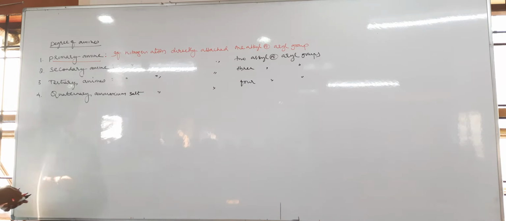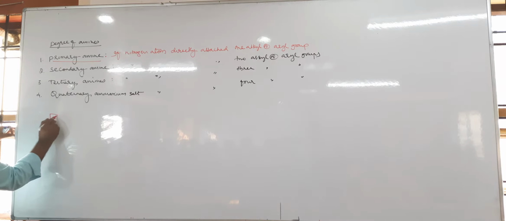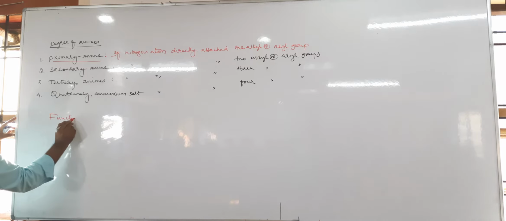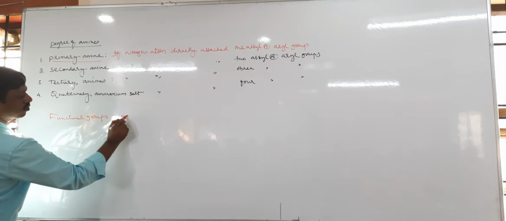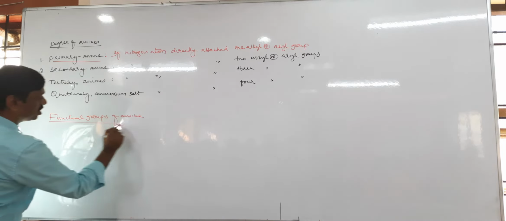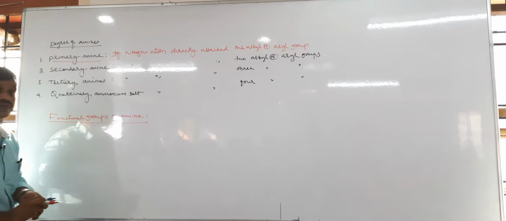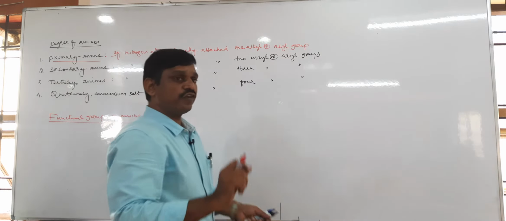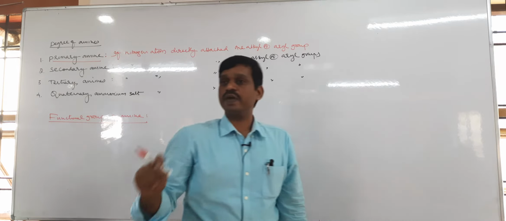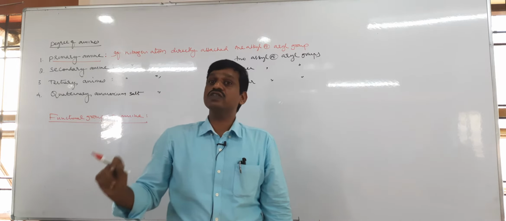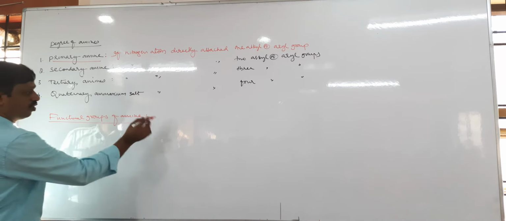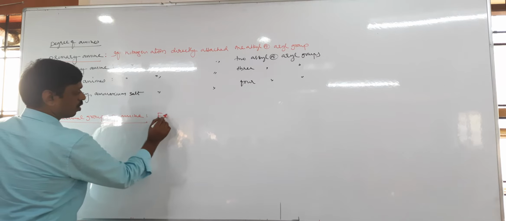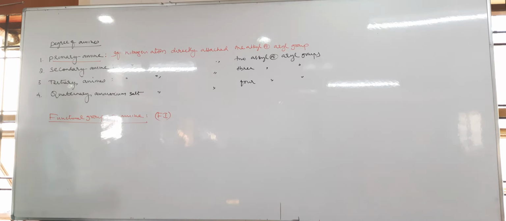Okay, now how to identify the amines? It is based on the functional group. So therefore, next write functional groups of amine. What is the relation between primary, secondary, tertiary amine? If amines have the same molecular formula, they are functional isomers. All the amines are functional isomers to each other.